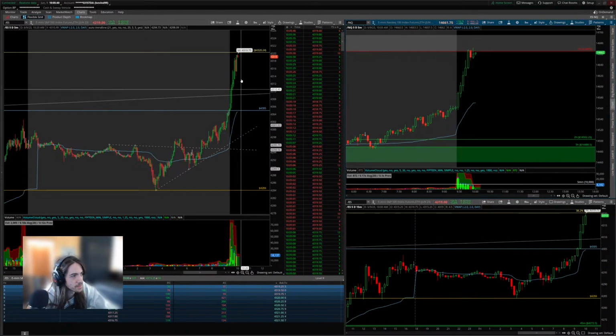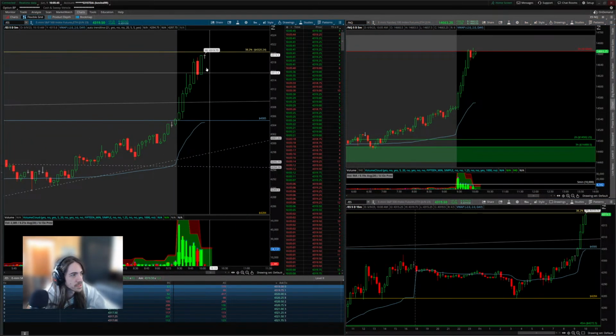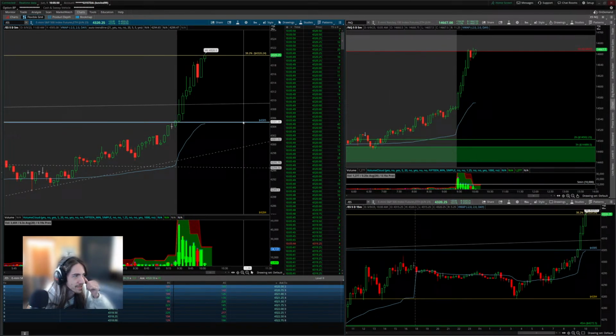Dakota asks what divergence I'm talking about. I'm talking about just the 5-minute at the moment. It's nothing too crazy. It's just like right there to there and there to there, but it might not play through.